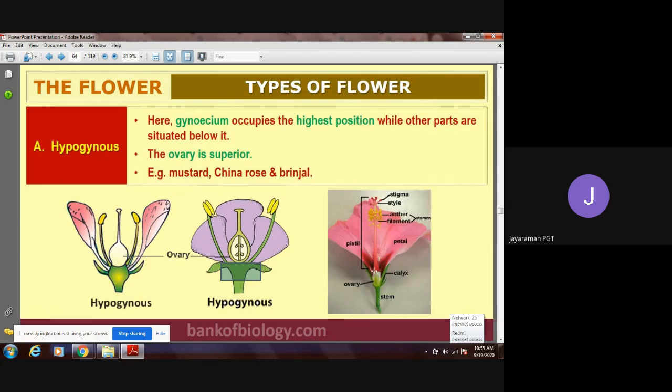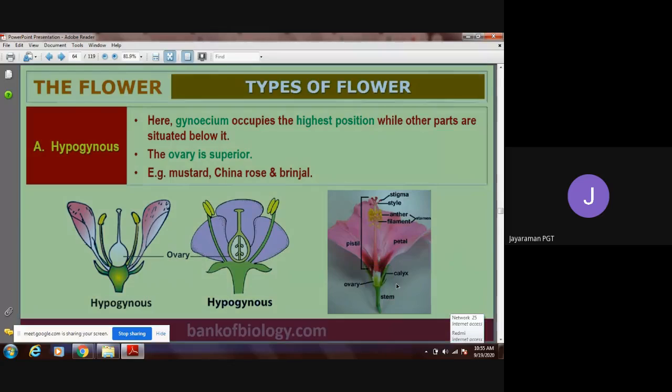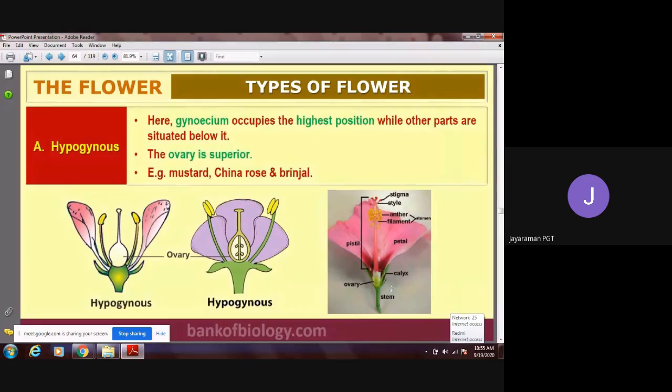We can find such flowers in the shoe flower, hibiscus, China rose. Carefully you have to look for this. One by one you have to remove. First you can remove the calyx, then the corolla, and after that you can find the parts one by one. The ovary will be up. The ovary is not inside, the ovary is above. So this way we can check the flower.